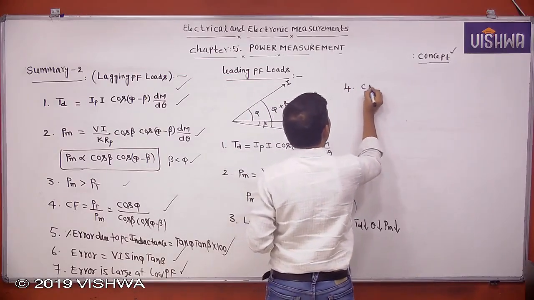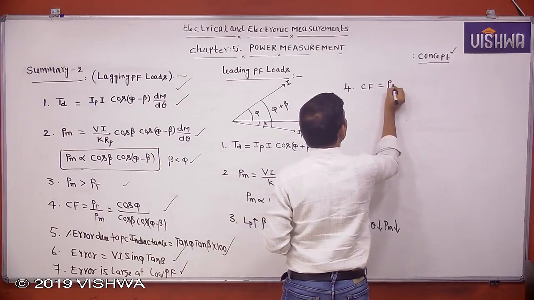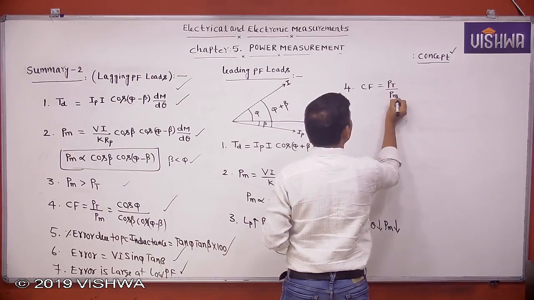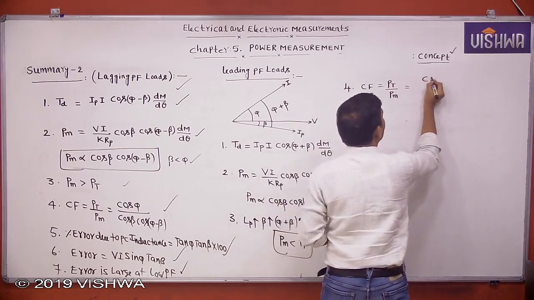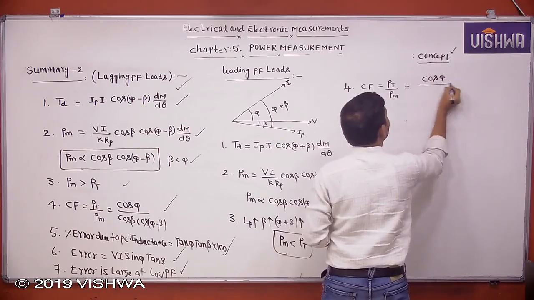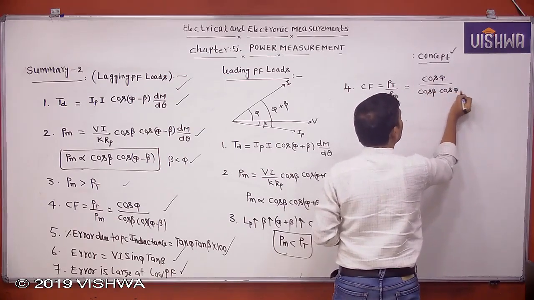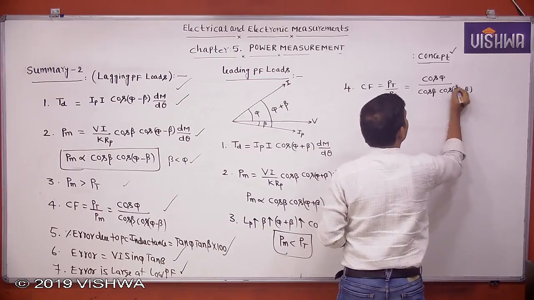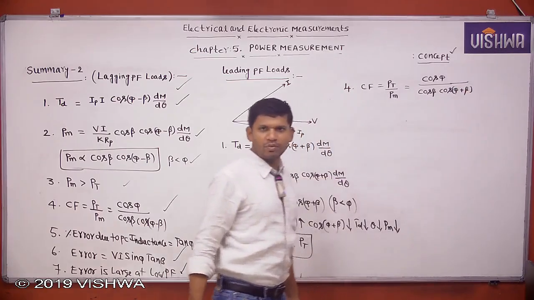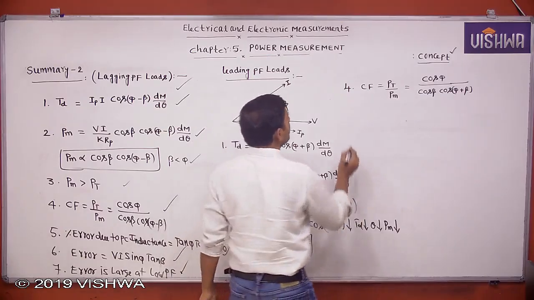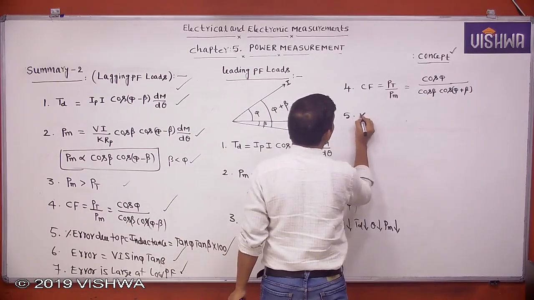Next, fourth one. What is the correction factor? Correction factor formula is true power by measured power. Then what you get? Cos phi by cos beta into cos of, it is not pi minus beta, you take pi plus beta because of leading power factor loads.